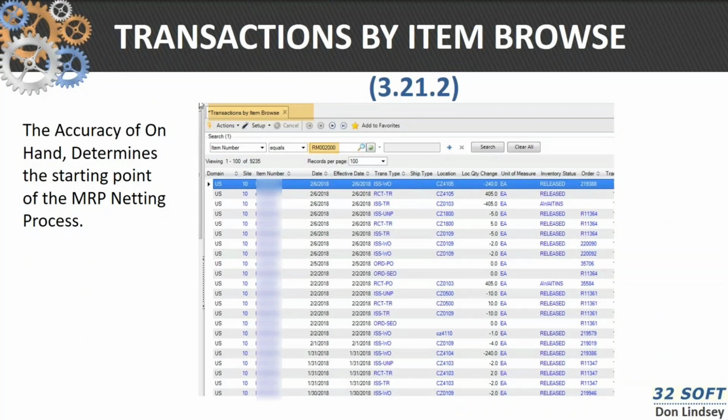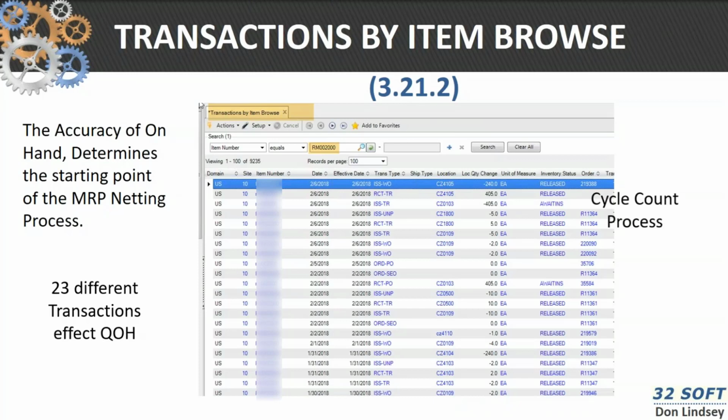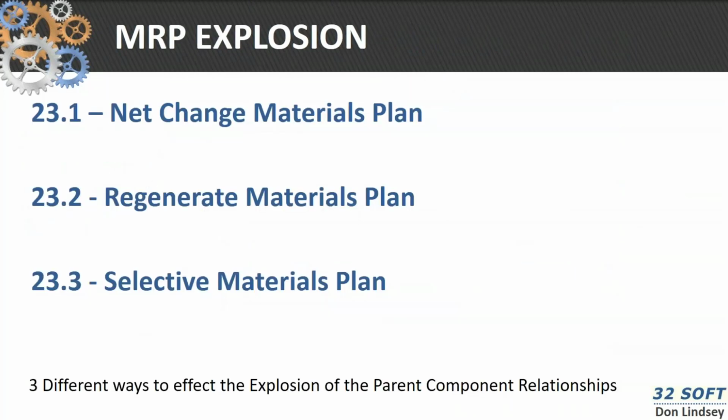In the transaction by item browse, you're going to see all of the transactions that affect quantity on hand. And quantity on hand is a starting point of the MRP netting process. So if that's not correct, MRP is not going to be correct. There are 23 different transactions that affect quantity on hand. So if you've got a cycle count process, you need to be able to understand what each one of those transactions is and how that has affected that quantity on hand.